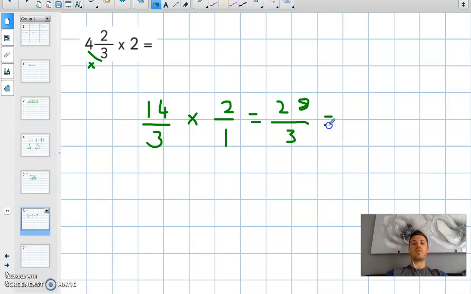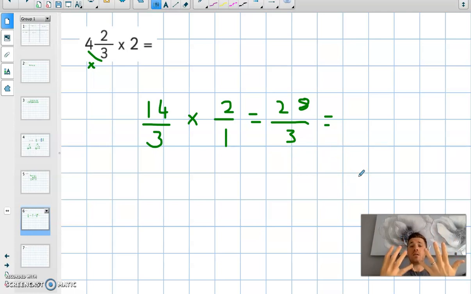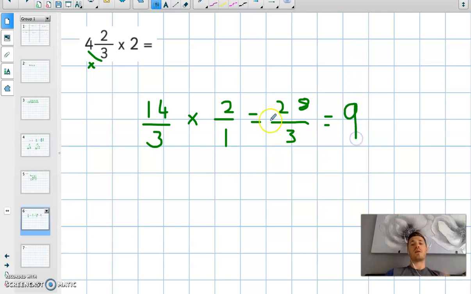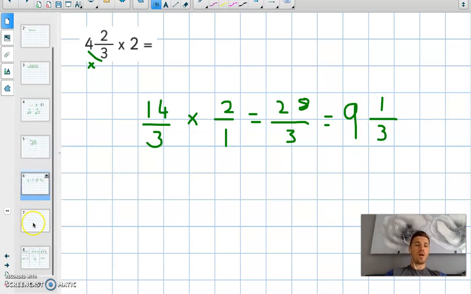Now, because we started off with a mixed number, we must convert this improper fraction into a mixed number again. So we divide 28 by 3. We know it's 3, 6, 9, 12, 15, 18, 21, 24, 27. So there are 9 3's in 28. We subtract the 27 from the 28 and we're left with a remainder 1, which is our new numerator, and the denominator stays the same. So your answer is 9 and 1/3.